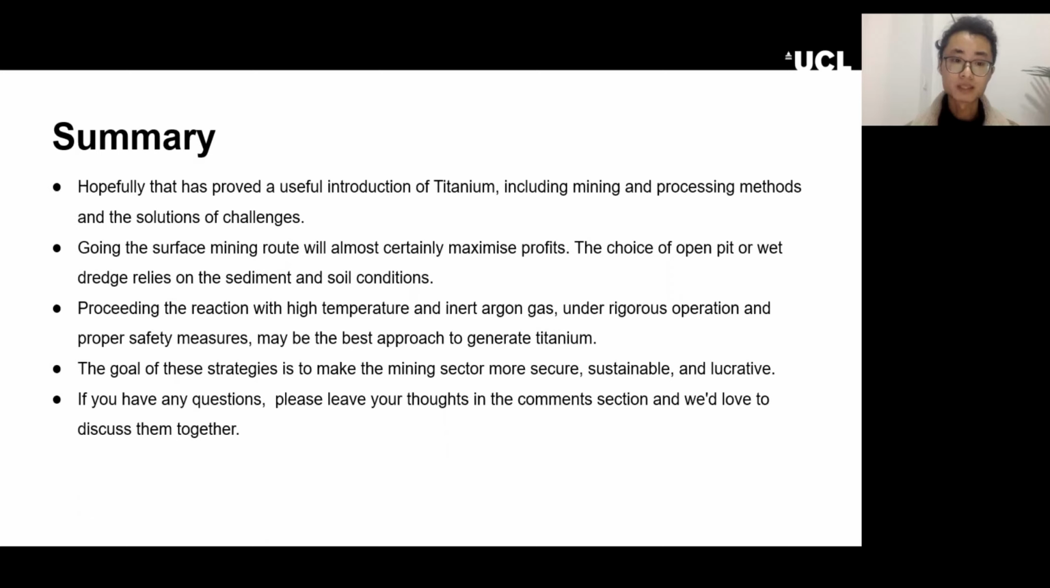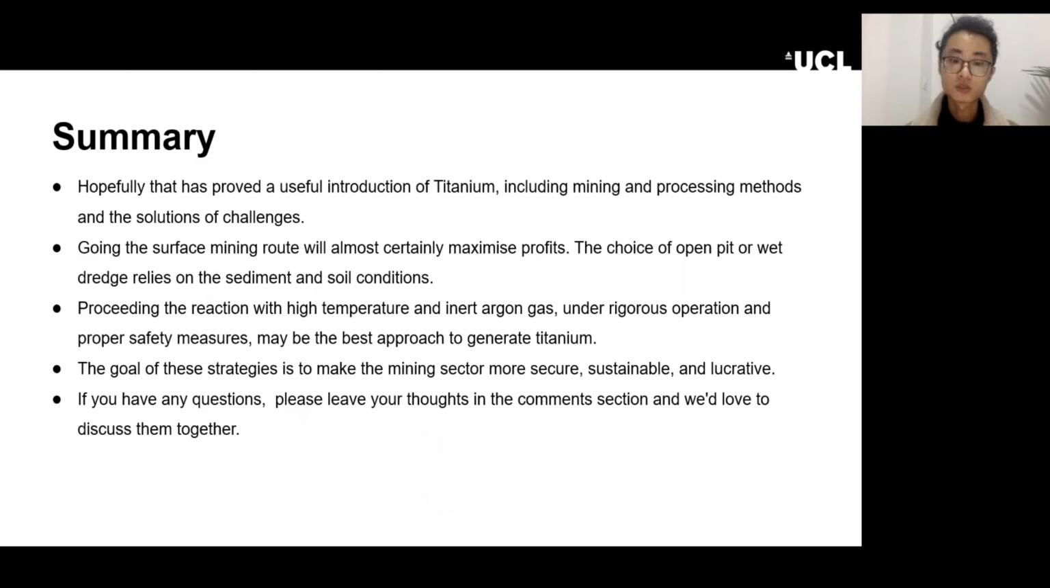The next is our summary. Hopefully, this has been a useful introduction to titanium, including mining and processing methods and the solutions to challenges. Going the surface mining route will almost certainly maximize profits. The choice of open pit or wet dredge relies on the sediments and soil conditions. Carrying out the reaction at high temperature with inert argon gas, under rigorous operation and proper safety measures, may be the best approach to generate titanium.